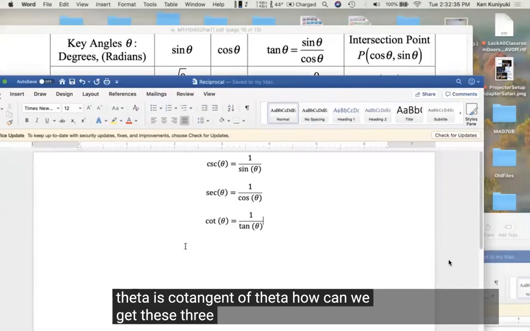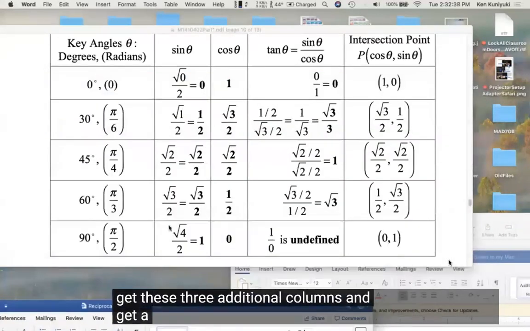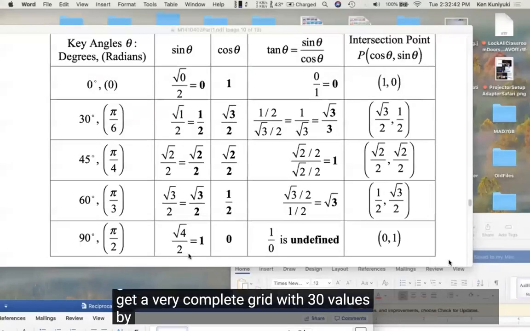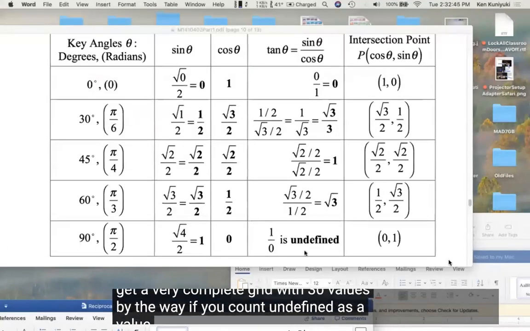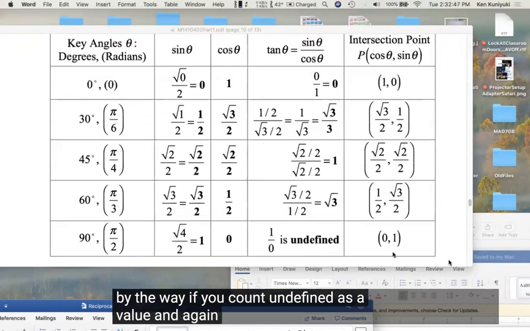How can we get these 3 additional columns and get a very complete grid with 30 values, by the way, if you count undefined as a value? And again, I claim that you can do this within a minute.